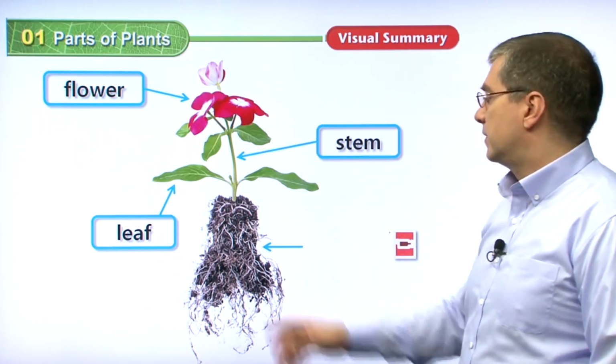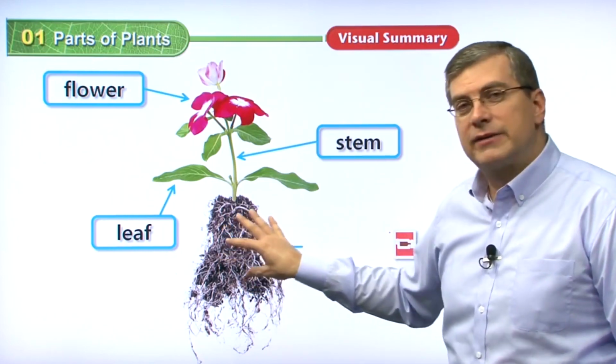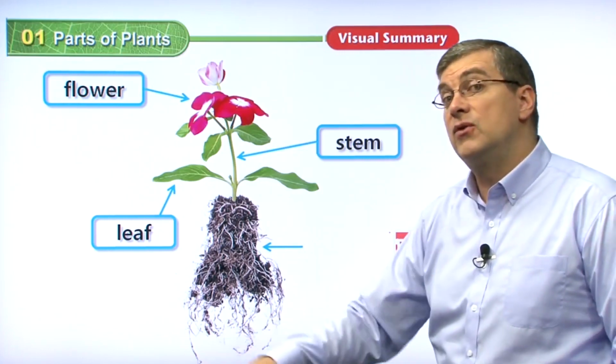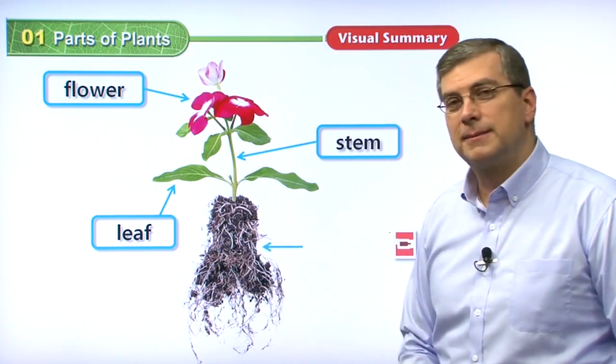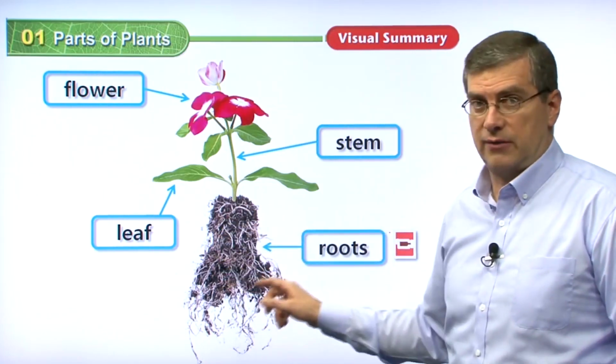Okay, let's move on to the last part of the plant that we have pictured here. This part is the part that holds it in the ground. It's the part that takes in water and some food from the ground. Do you remember what we call this part? That's right. This part is called the roots of a plant.